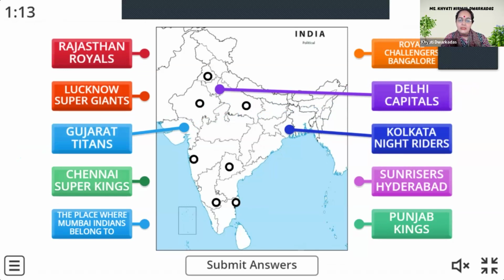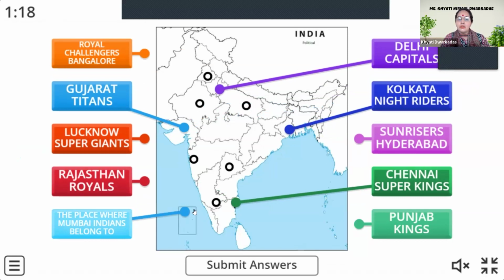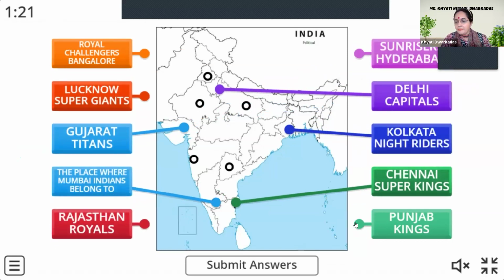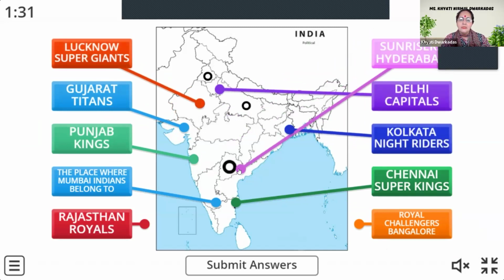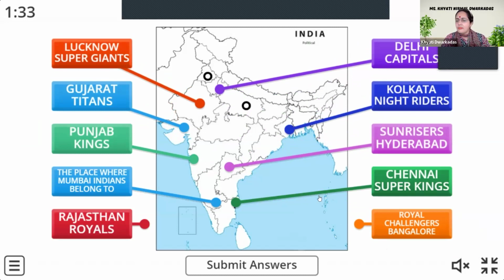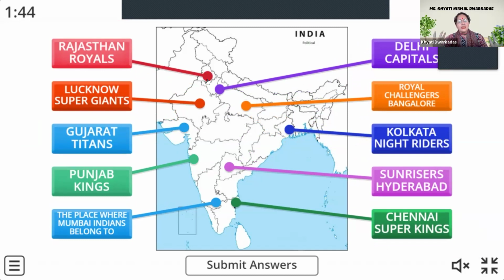Chennai Super Kings would be in Chennai. Now, place where Mumbai Indians belong to, and I think it is this place. And Punjab Kings, according to me, would be here. Lucknow Super Giants would be somewhere here. Hyderabad would be here. And Bangalore would go here. So Rajasthan Royals is the only one left, and I'm going to click it here. Now, I am thinking like a student, so I will place anything, anywhere, and I will click on the submit button.